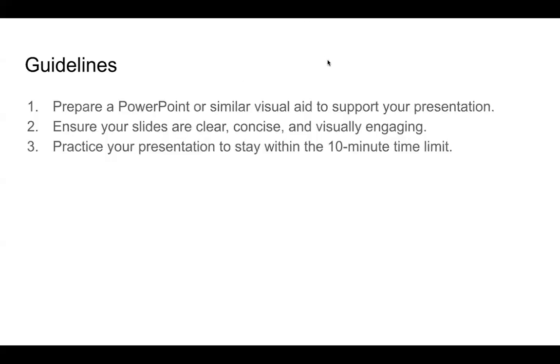Include relevant examples or case studies from the journal articles, and summarize the key points and highlight future directions or applications. So since this is a report, you'll need a PowerPoint or similar visual aid to support your presentation. I need your slides to be clear, concise, and visually engaging, and make sure that you stay within the 10-minute time limit. Okay?